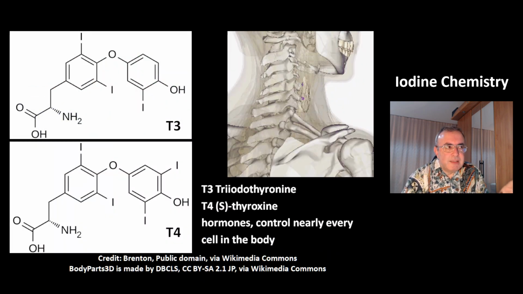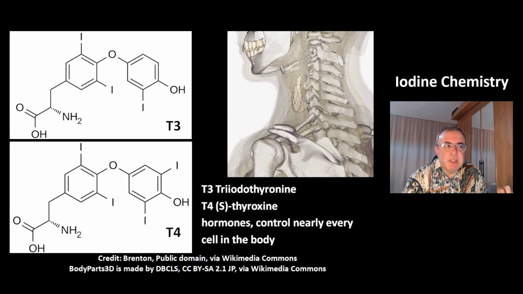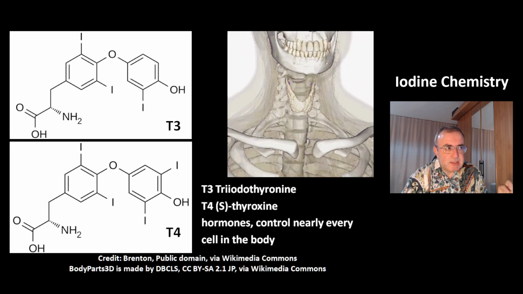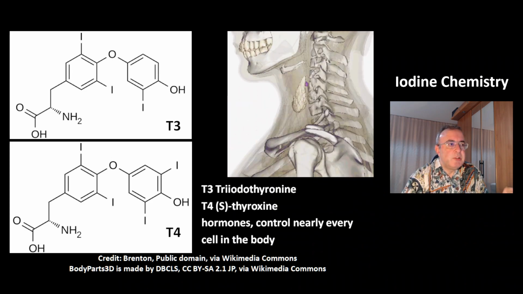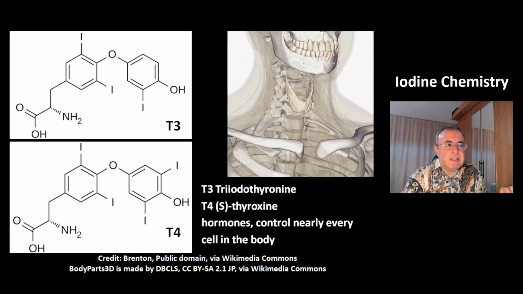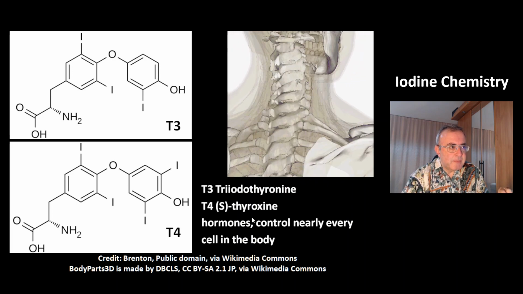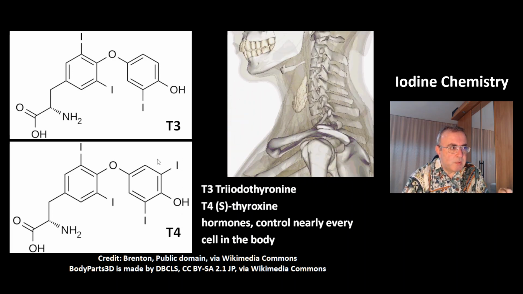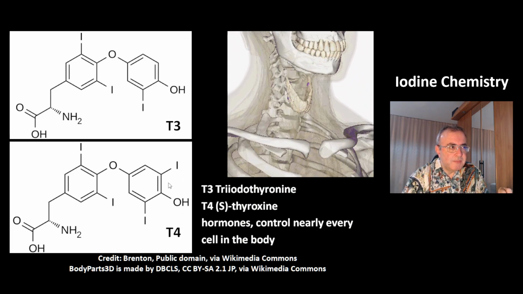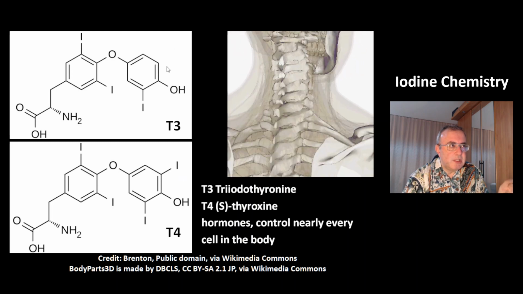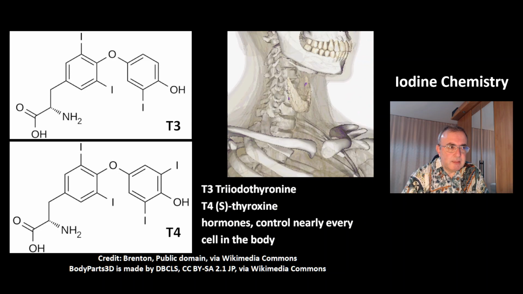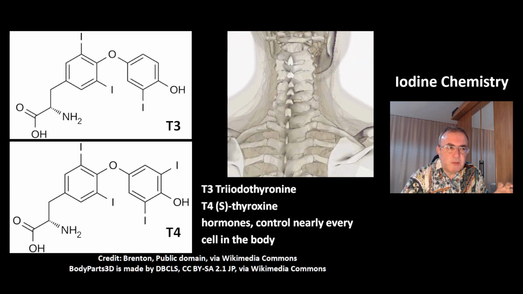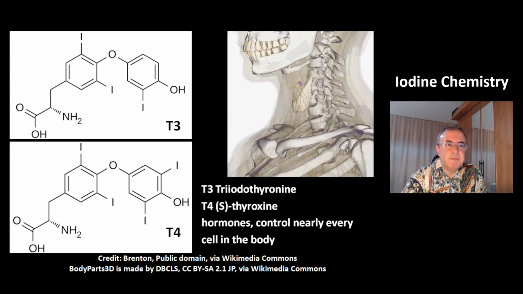This is at the left the structure of the molecules T3 and T4. T3 is triiodothyronine, and at the bottom T4, that's L-thyroxine. The difference is T4 has one more iodine at this position, and T3 has just a hydrogen atom. And those two hormones control nearly every cell in the body.